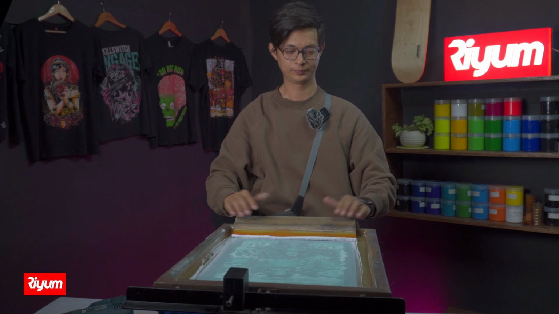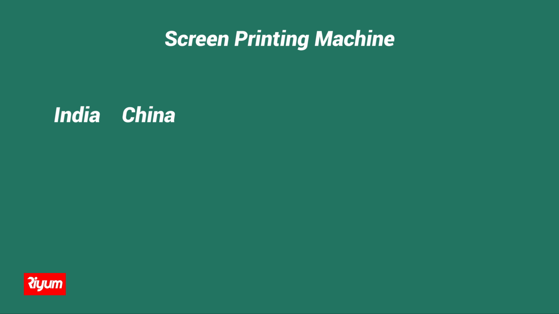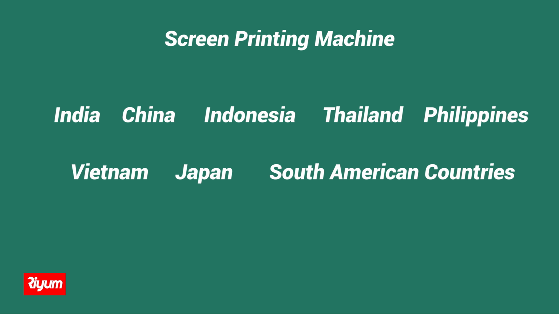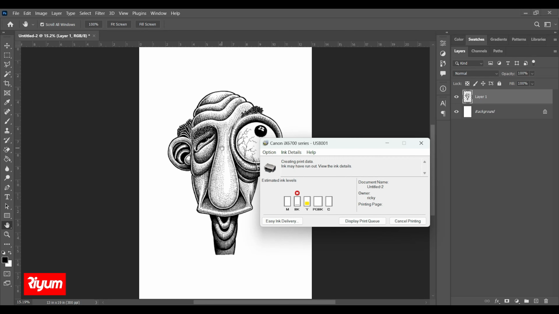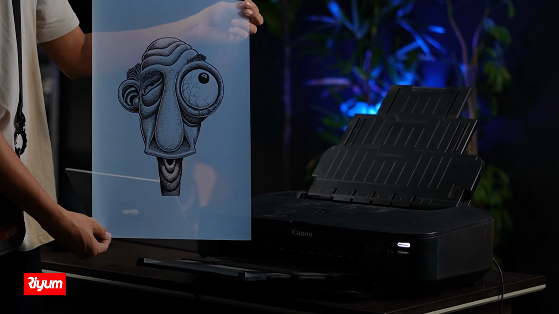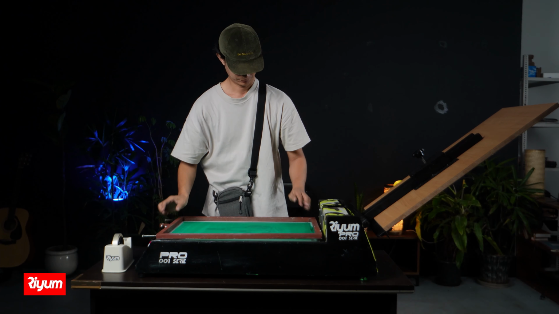This method of screen printing is widely popular in countries like India, China, Southeast Asian countries like Indonesia, Thailand, Philippines, Vietnam, and also Japan, South America. A lot of South Americans print in this method, especially from Brazil, Colombia, Peru, Venezuela. So it's widely popular. It doesn't matter which country you are from. The process is similar. The skill set and the techniques are all the same, but the workflow is a little different in these two methods of screen printing machines.